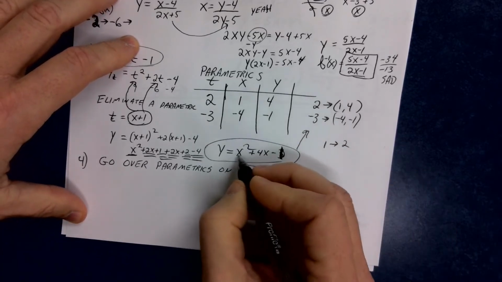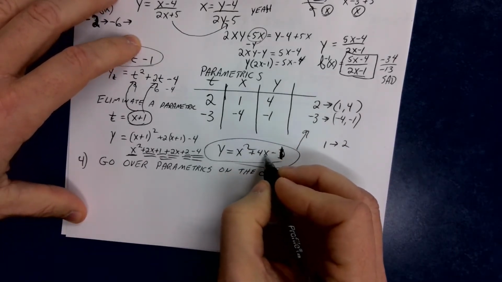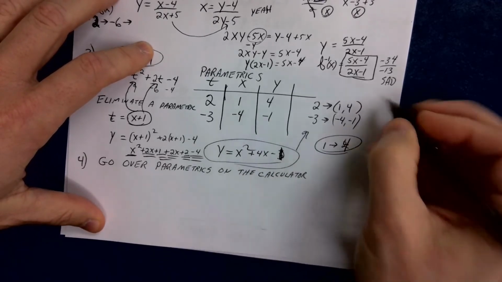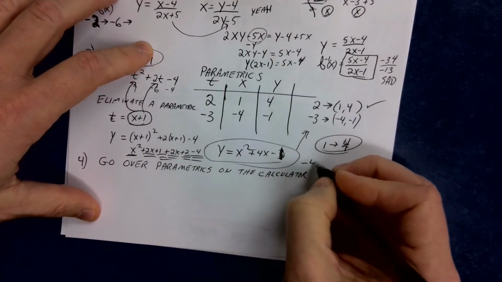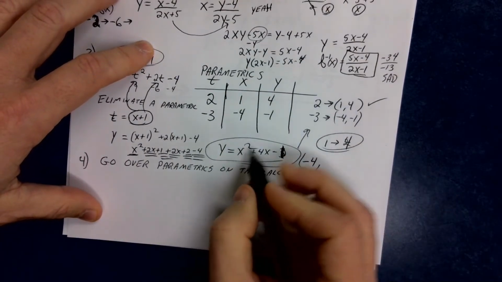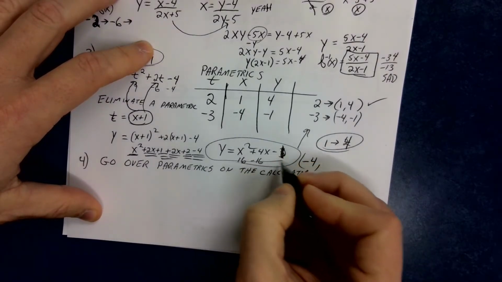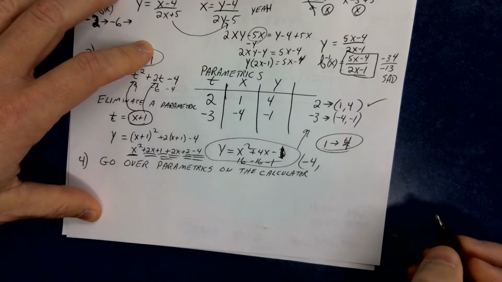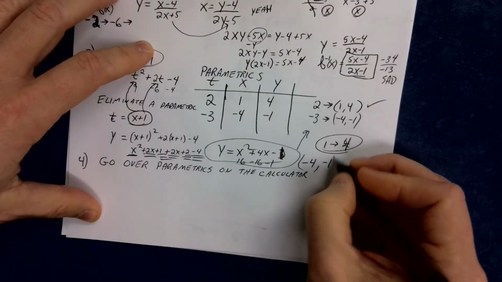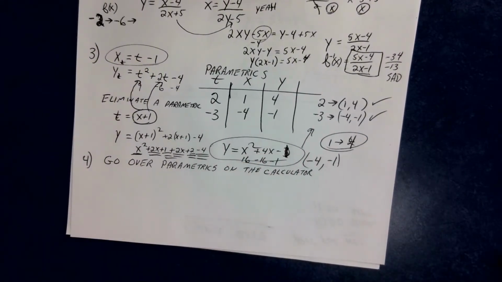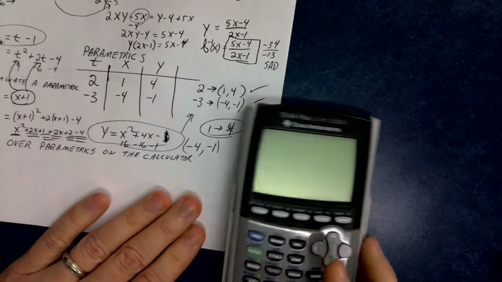So when I plug a 1 in again, 1 squared is 1, plus 4 is 5, 5 minus 1 is 4. Check mark, 1 comma 4 works. Now I try negative 4. Negative 4 squared is 16, 4 times negative 4 is negative 16, minus 1, 16 minus 16 is 0, gives me negative 1. Check mark, negative 4 gives me negative 1. I've eliminated my parameter.